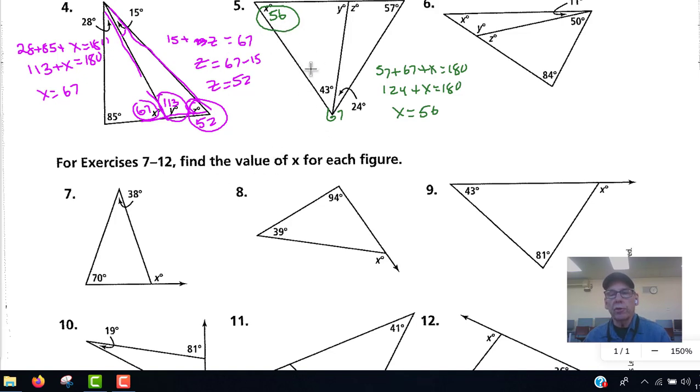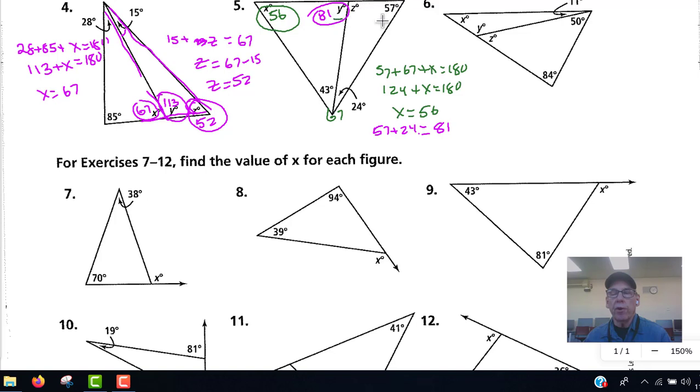Now inside this triangle, here's a place where exterior angles come in. This angle y here is an exterior angle to this right-hand triangle. So 57 and 24 added together has to equal angle y using the exterior angle theorem. And 57 plus 24 equals 81. So these two angles add up to 81. Angle y also has to be 81 by the exterior angle theorem. So we got that one.